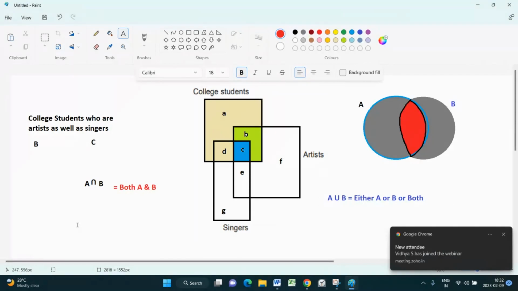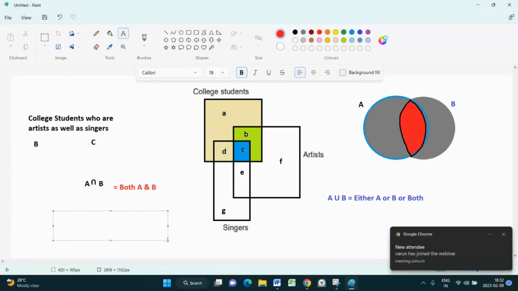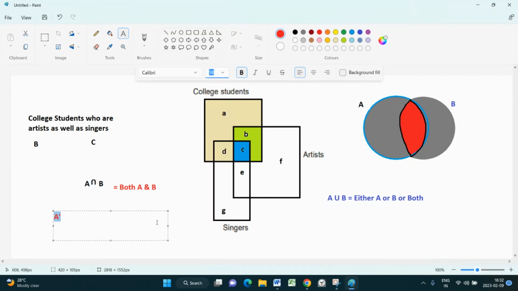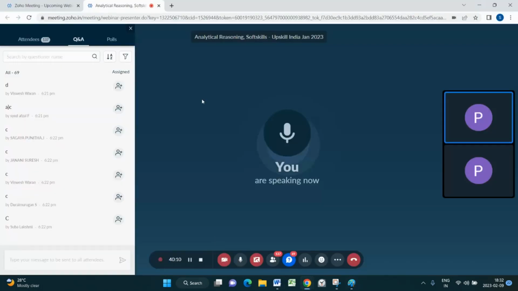You also might have seen A dash, A complement. Have you heard of A complement? Complement of A. What is complement of A? Have you heard A complement, B complement, A union B complement, A intersection B complement? What is complement?